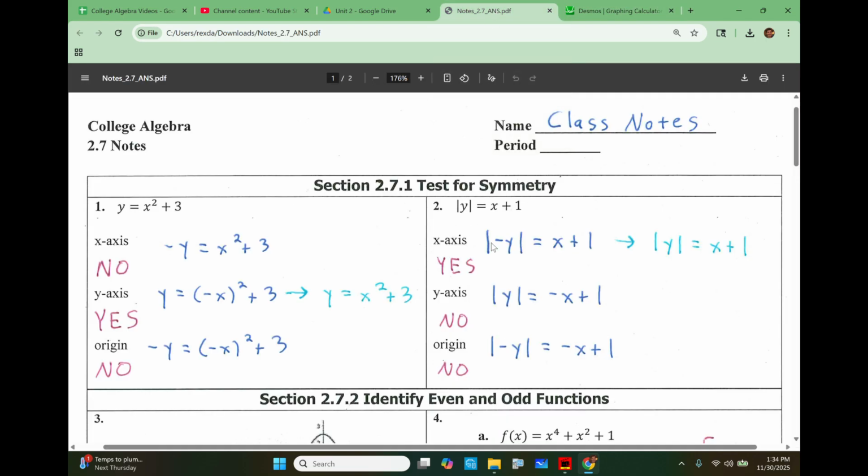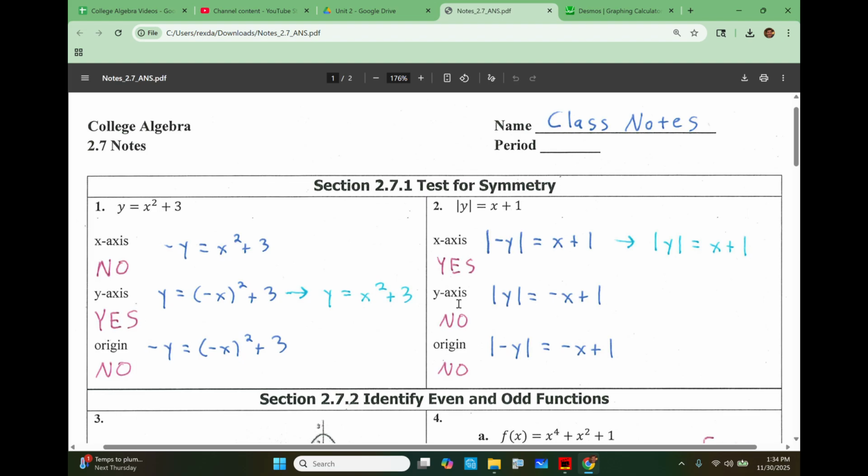Let's do this equation. So absolute value of y equals x plus 1. So x-axis symmetry, replace y with negative y. And if you do, this is the absolute value of a negative y. So you would just positize that. So that would just be absolute value of y equals x plus 1. That is the original equation. So this graph does have x-axis symmetry.